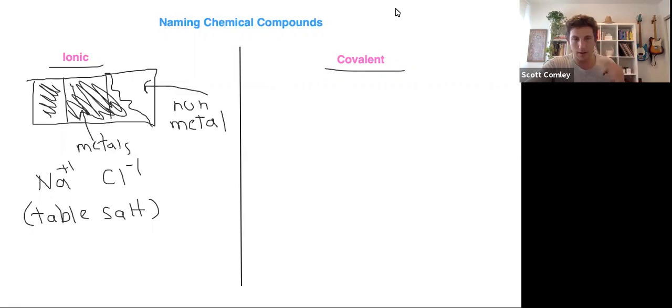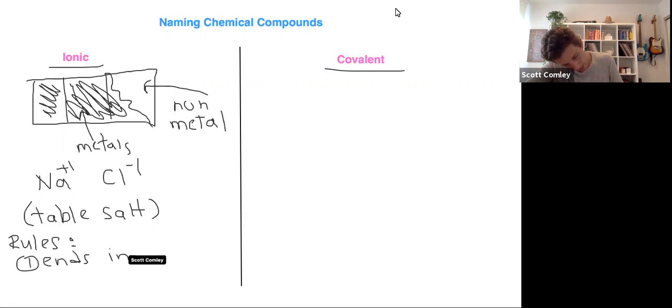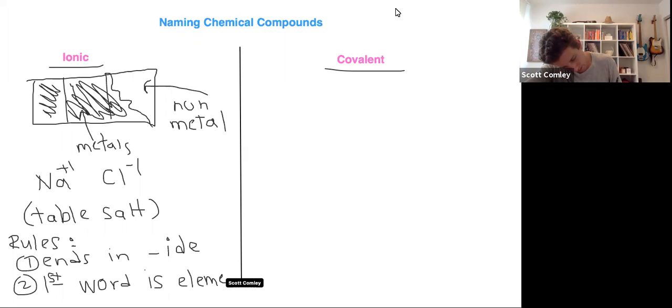But how do we name it? Well, here are the rules. It always ends in "ide." Always ends in "ide," and the first word is just the element itself. Element only. Okay? Now, let's give an example.